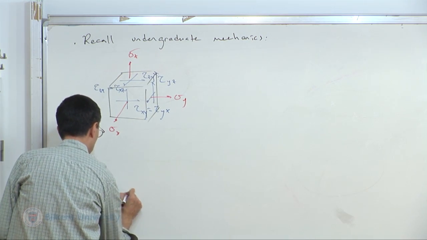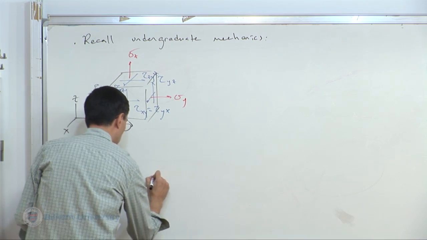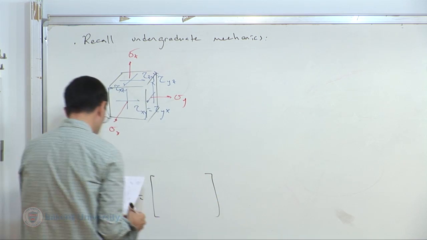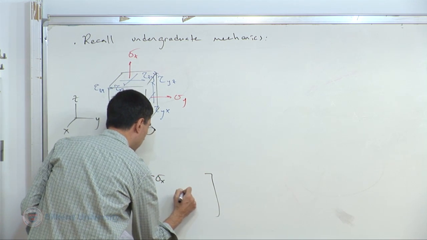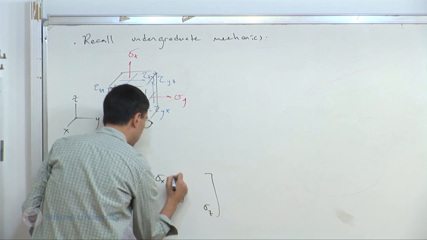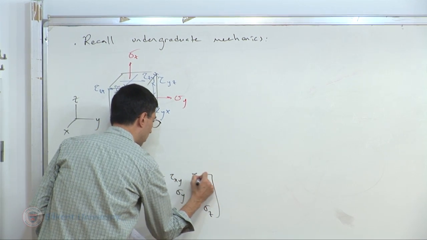And the matrix representation is simply you put them into a 3x3 matrix. And x, y, z is like 1, 2, 3. So you have the diagonal components. And then 1, 2 would be x, y, etc.